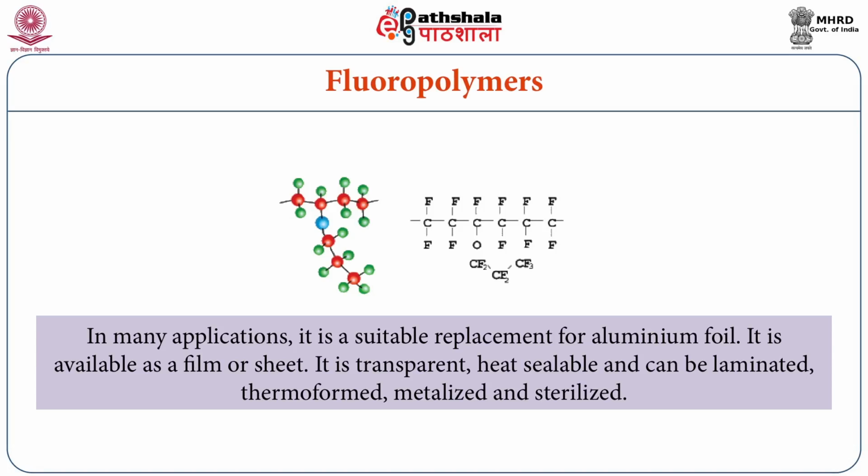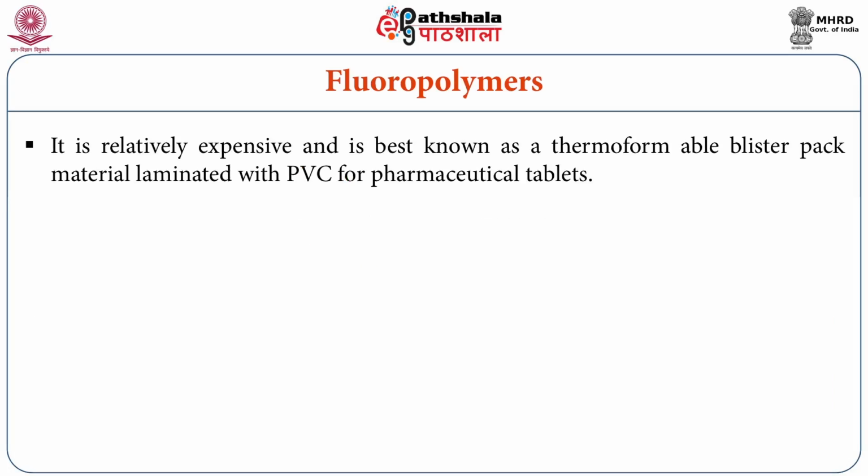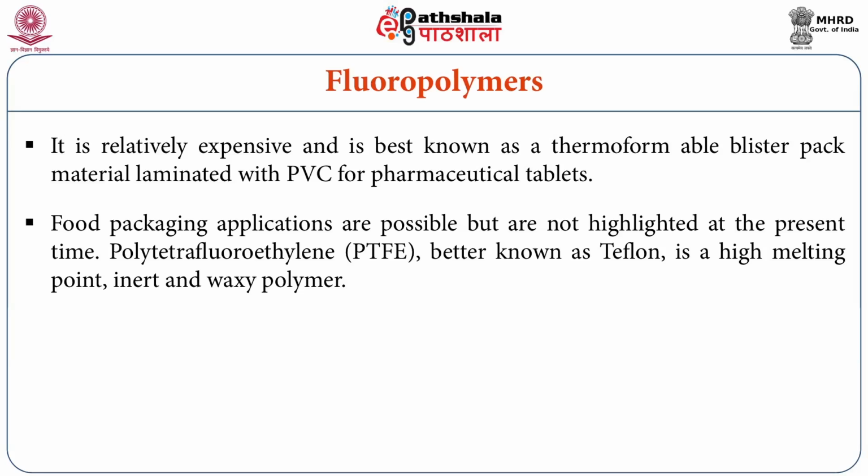It is also available as a film or sheet. It is transparent, heat sealable, and can be laminated or thermoformed and metallized and sterilized. It is relatively expensive and is best known as a thermoformable blister pack material laminated with PVC and used for pharmaceutical tablets. Food packaging applications are possible but are not highlighted at the present time.